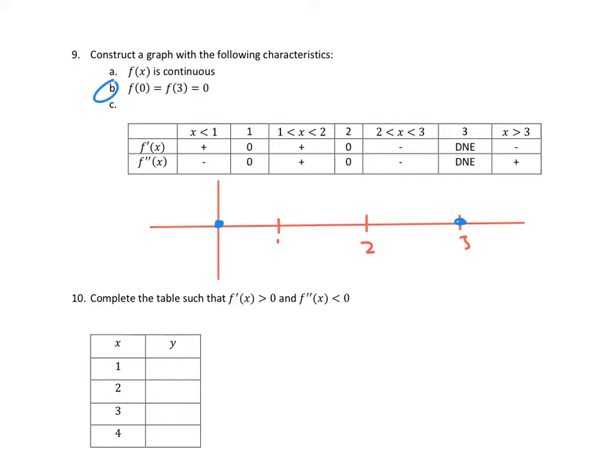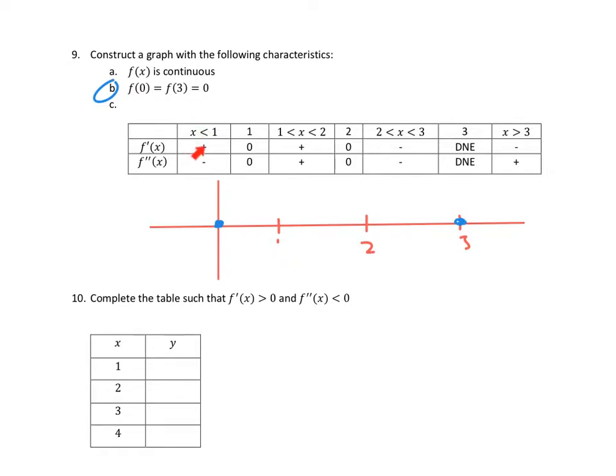Okay, so let's see what's going on. When the derivative is 0, that's a possible max or min, or if the derivative doesn't exist. If the derivative doesn't exist, that means we have a non-differentiable point, which usually means the graph is pointy, all right? So let's just start to sketch this out.